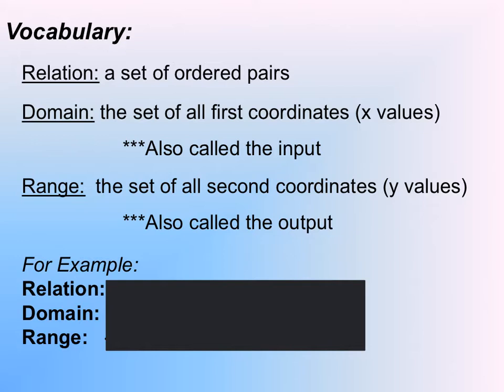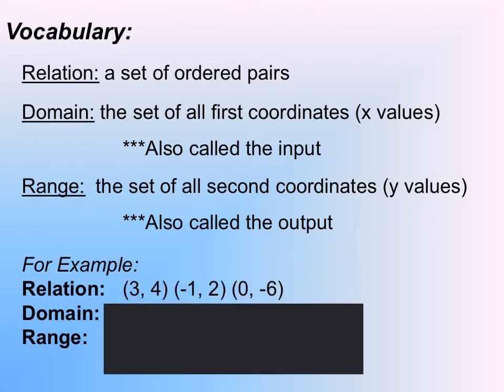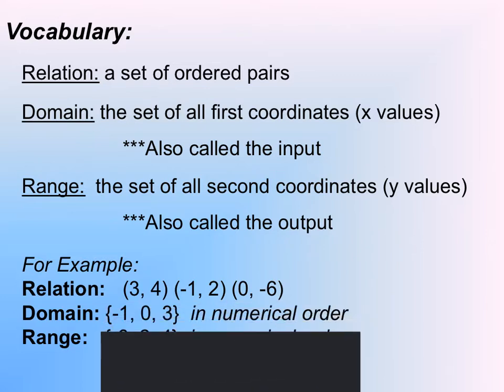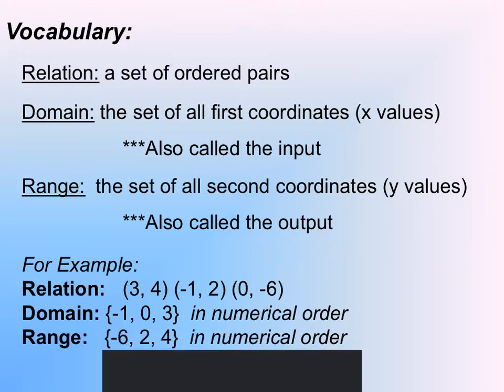So on your note sheet, you have an example of a relation, and it shows these 3 ordered pairs. And what we're going to do is just list the domain and the range values from this list of ordered pairs. And typically when you list them or when you see it on a multiple choice test, they're going to be in order from least to greatest. So if we look at our domain, these x values, you have 3, -1, and 0. In numerical order would be -1, 0, 3. And then the range, which are your y values, in numerical order would be -6, 2, and 4.